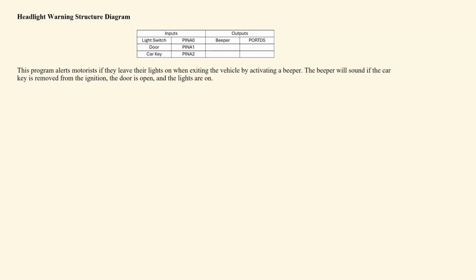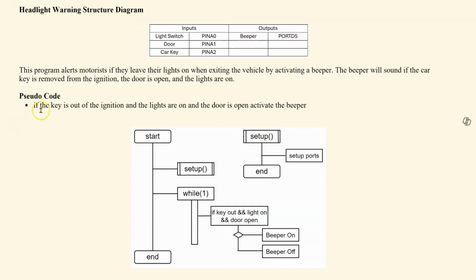Now solve the same problem using a structure diagram. Pause the video and write the pseudocode and the structure diagram. I have written the pseudocode and then I have written the structure diagram. While one, if the key is out of ignition and the light is on and the door is open, beeper should be on, else beeper should be off.